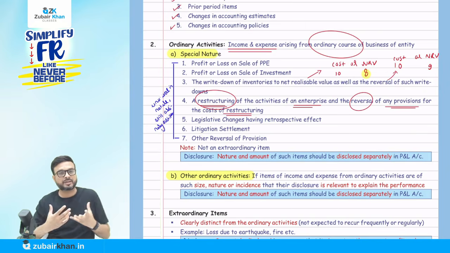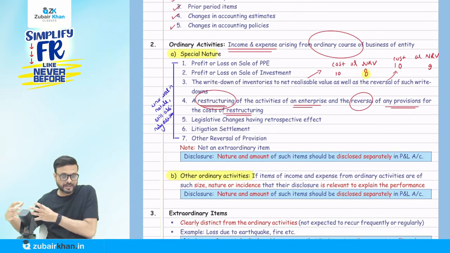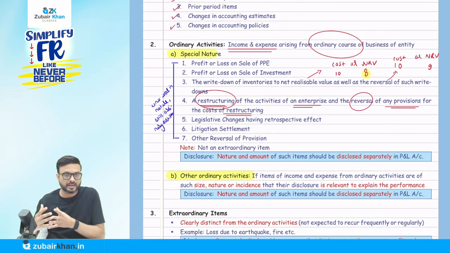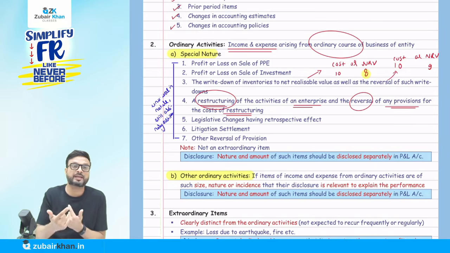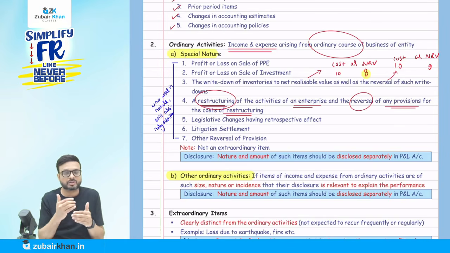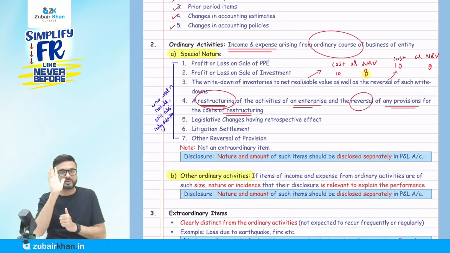So what is reversal? Reversal means a certain provision that we have created, now we are cancelling it. For example, we create a provision of rupees 10 lakh and now I am cancelling 2 lakh. So that 2 lakh is a reversal. Both creating a provision and reversing that provision are ordinary activity but of special nature. So that is the 4th point.